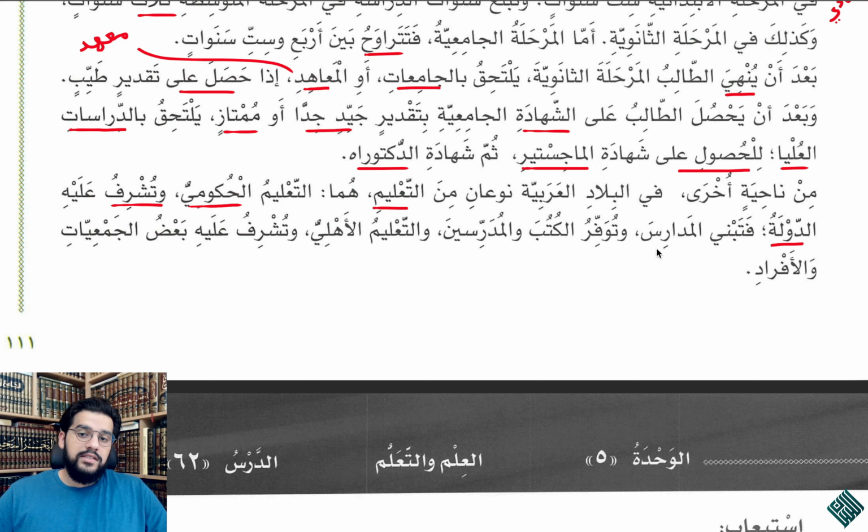فتبني المدارس, they build the schools. وتوفر الكتب والمدرسين. The verb وفر يوفر means to provide. وفر, يوفر is to provide something. توفر الكتب والمدرسين, they provide the books and the teachers. And the second type of تعليم is والتعليم الأهلي.